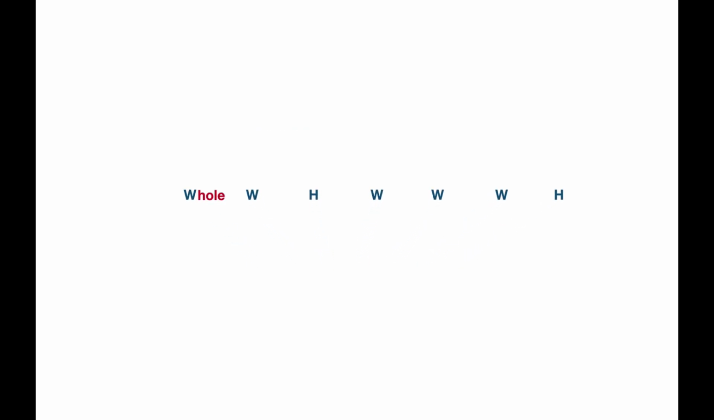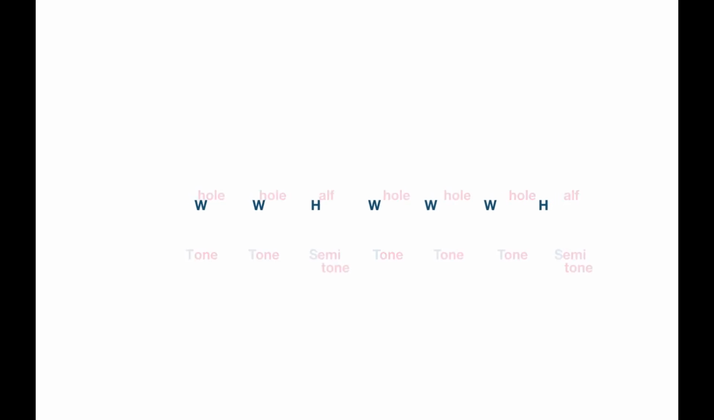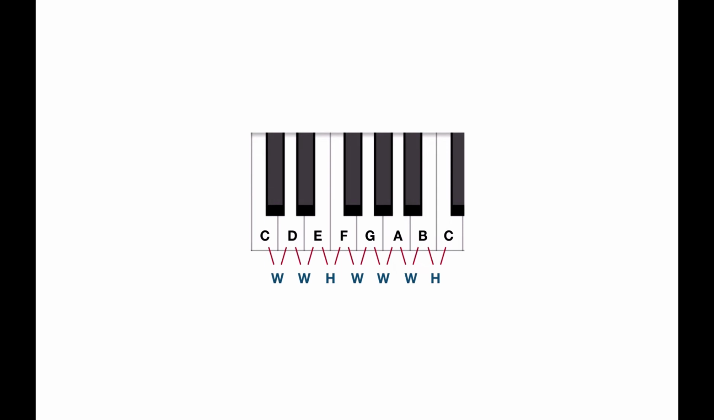Say it again. Whole, whole, half, whole, whole, whole, half. Some people call these tones and semitones. So in classical music and in some other instruments and courses, you will hear these steps referred to as tones. Tone, tone, semitone, tone, tone, tone, semitone. So now we know the formula, whole, whole, half, whole, whole, whole, half.